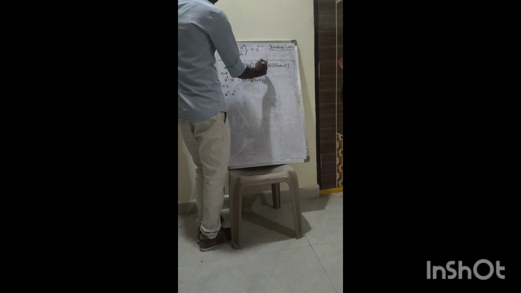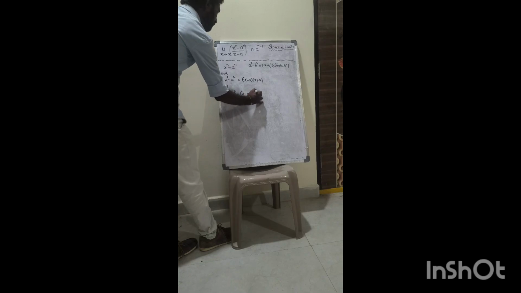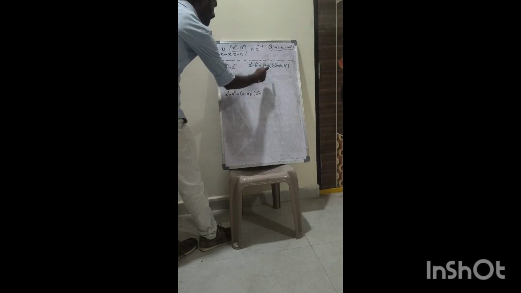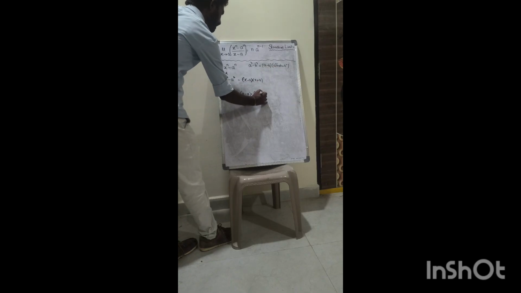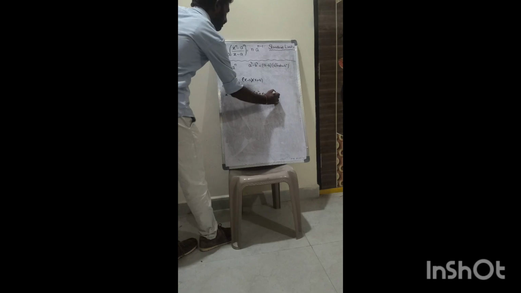Now, what do you mean by this? I can write x cube minus a cube as x minus a into x square plus, here a means x, into a plus b means a square.